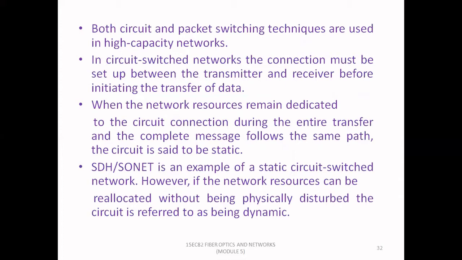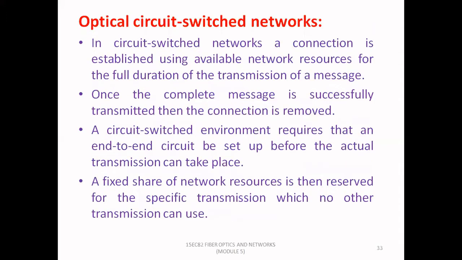In circuit switched networks, the connection must be set up between the transmitter and receiver before initiating the transfer of data. When the network resources remain dedicated to the circuit connection during the entire transfer and the complete message follows the same path, the circuit is said to be static. The SDH SONET is an example of a static circuit switched network. However, if the network resources can be reallocated without being released, the circuit is referred to as being dynamic.